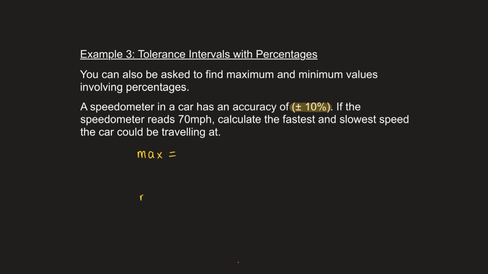So max equals and min equals. Still following the same steps that we had been before. But we're not just adding and subtracting 10 onto 70, we're adding and subtracting 10% of 70. So over at the side, we're going to work out what 10% of 70 is. And we should all know that to find 10%, you're just dividing 70 by 10. So 70 divided by 10 equals 7. So when we're adding and subtracting, we're starting at 70, and for the maximum, or our fastest speed, you're adding 7, and for the minimum speed, you are taking away 7. So the maximum speed that the car could be travelling at is 77 miles per hour, and the minimum speed that the car could be travelling at is 63 miles per hour.